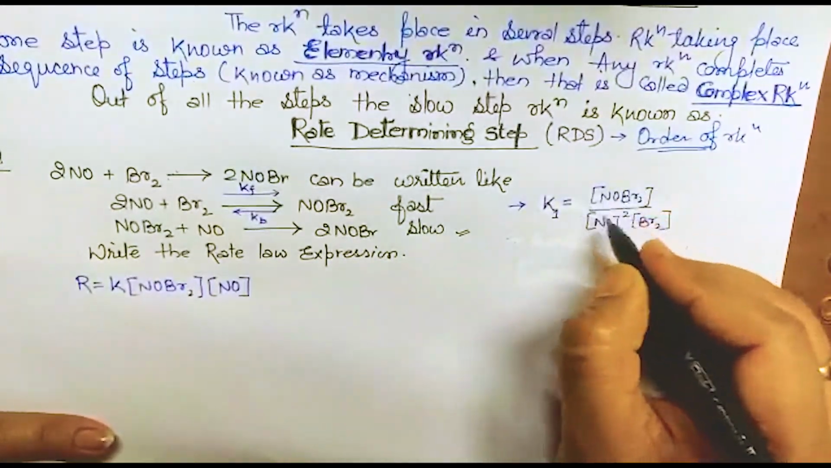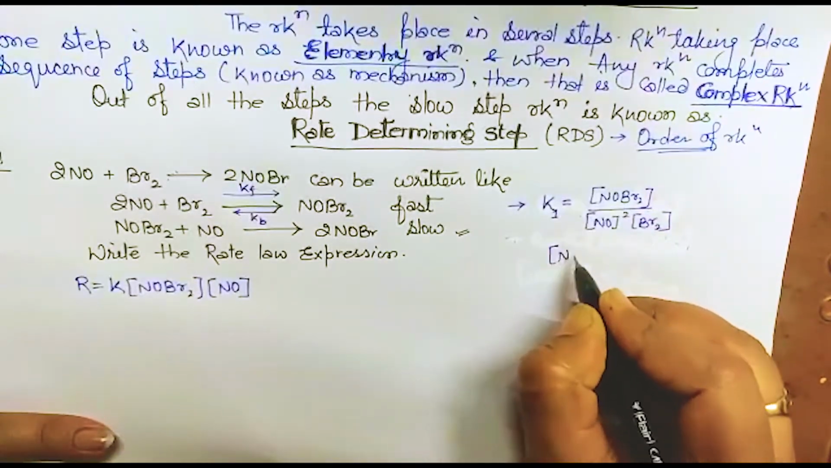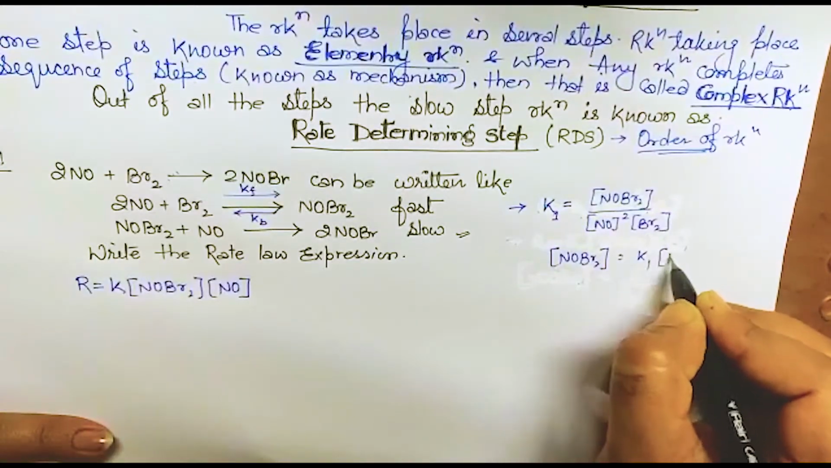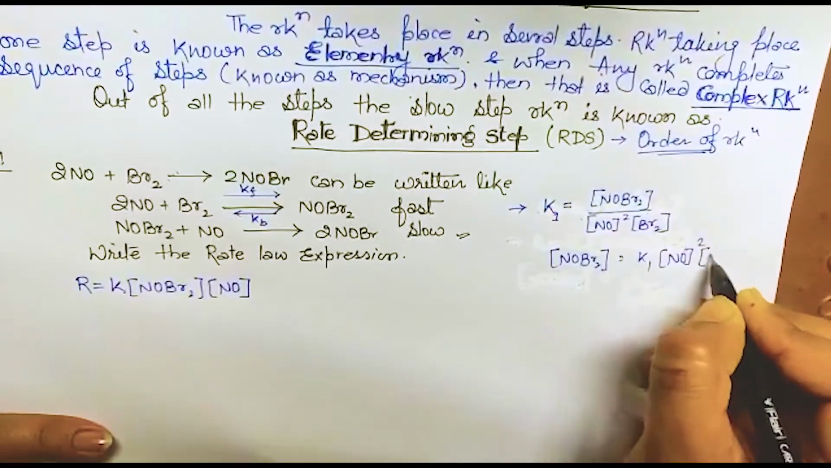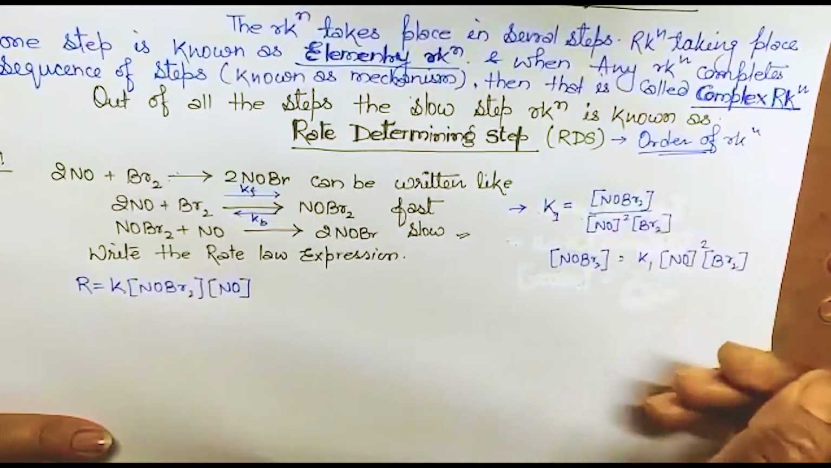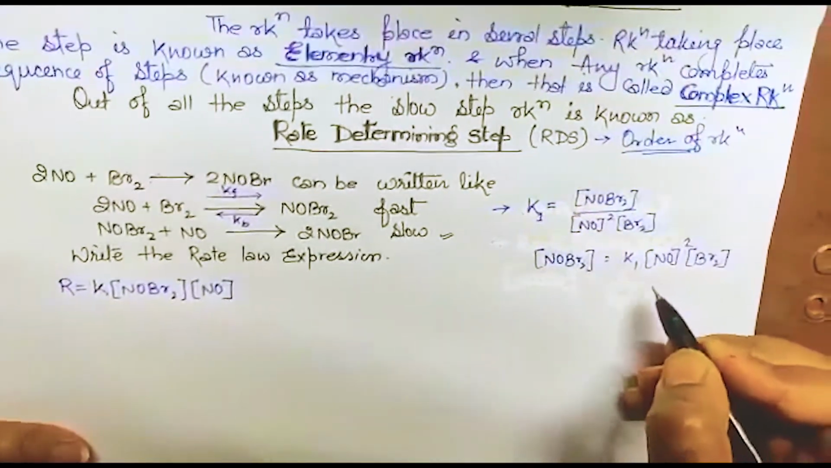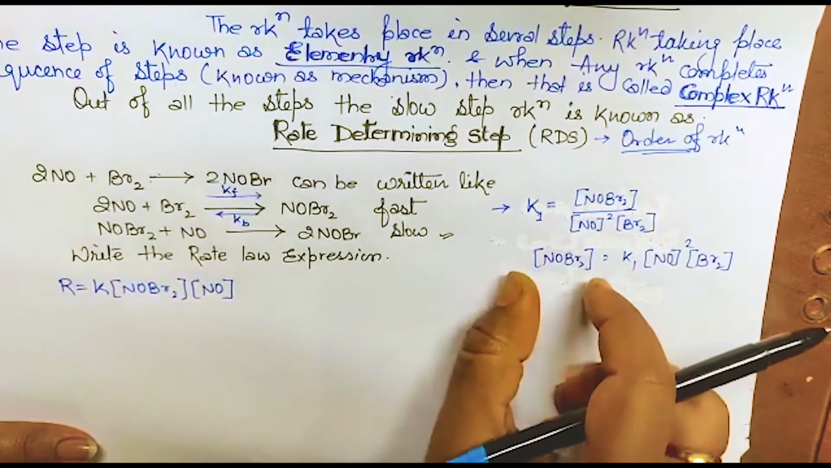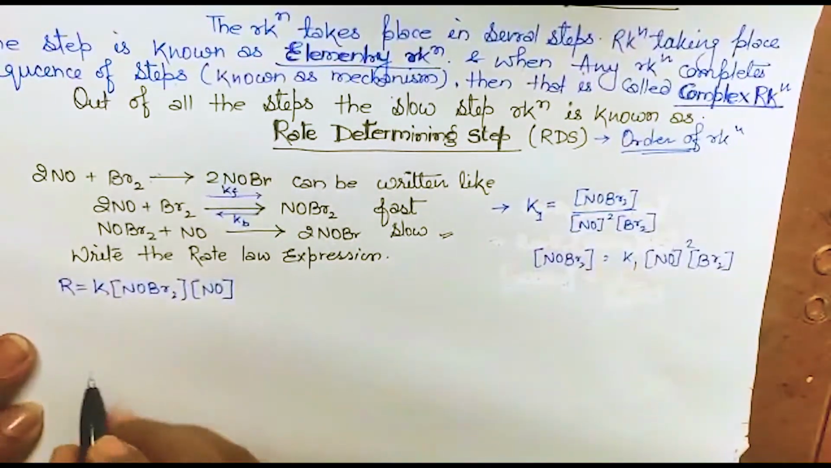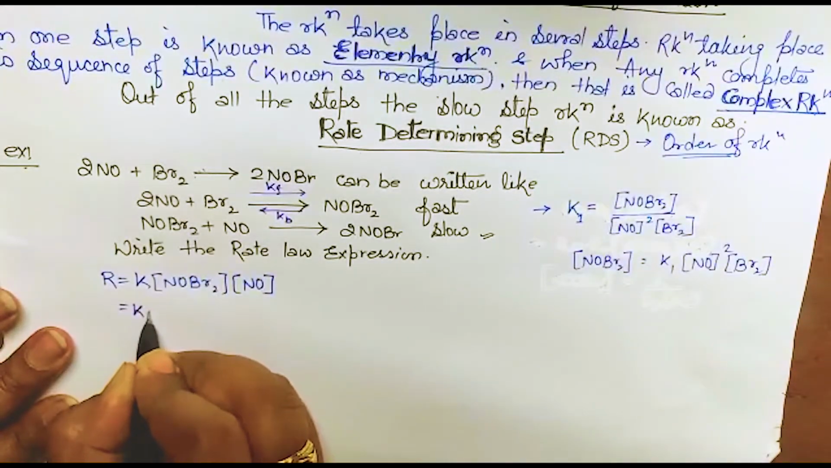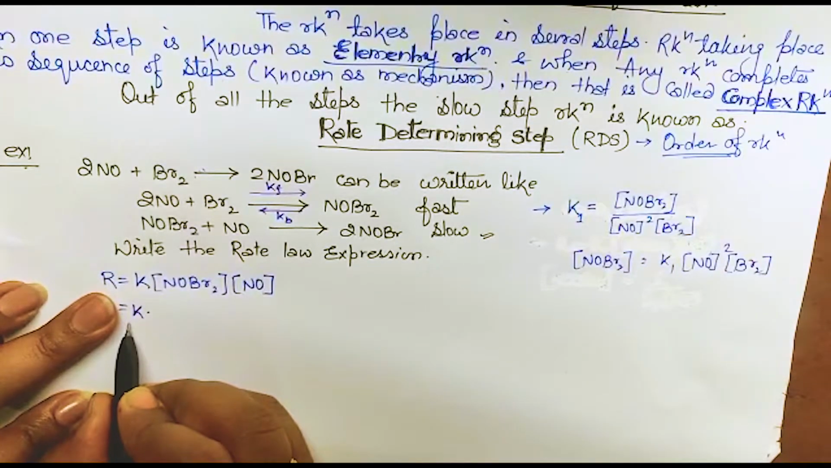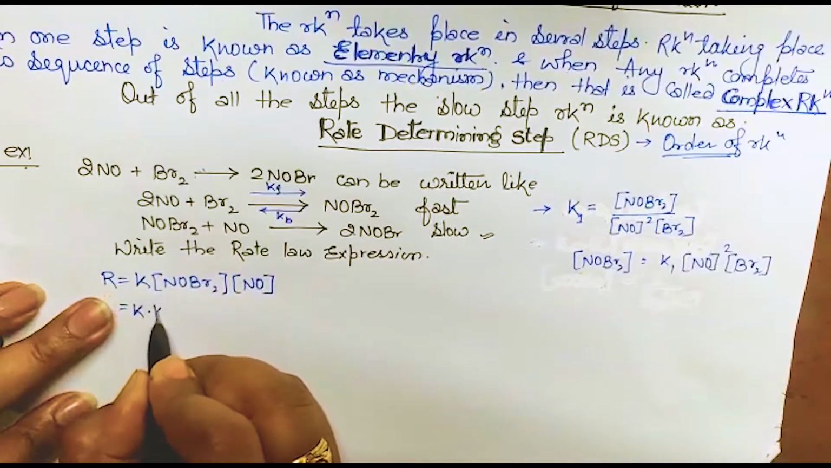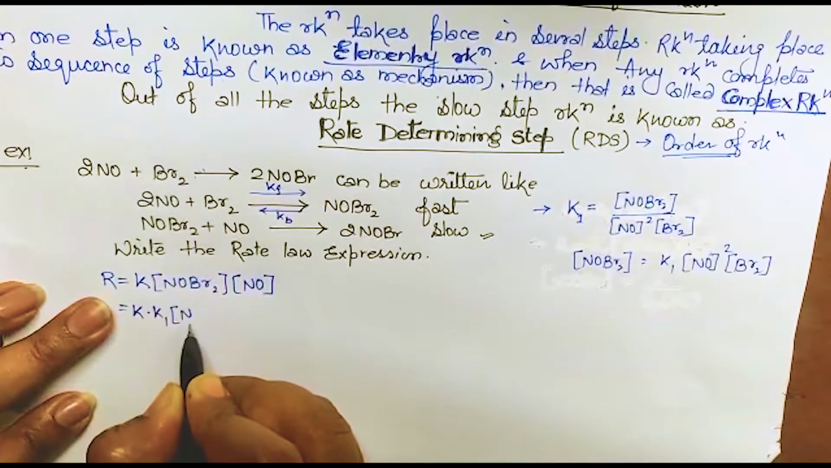So to get this NOBr2 concentration, what we have to do, we will take K1 into NO power 2 and Br2. So in this case, we are getting this reactant NO and Br2, which is in the main reaction, isn't it? So now instead of this NOBr2, you put the value of this. So it will be K into this, K will remain like this, and instead of this NOBr2, you have to put this one. So this is K1, and it is NO.